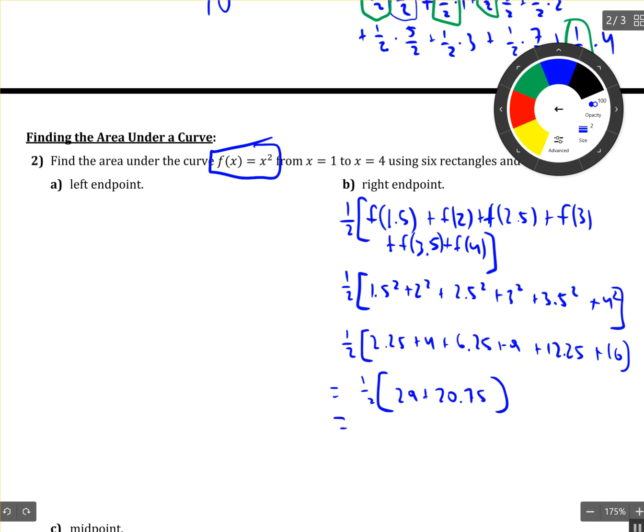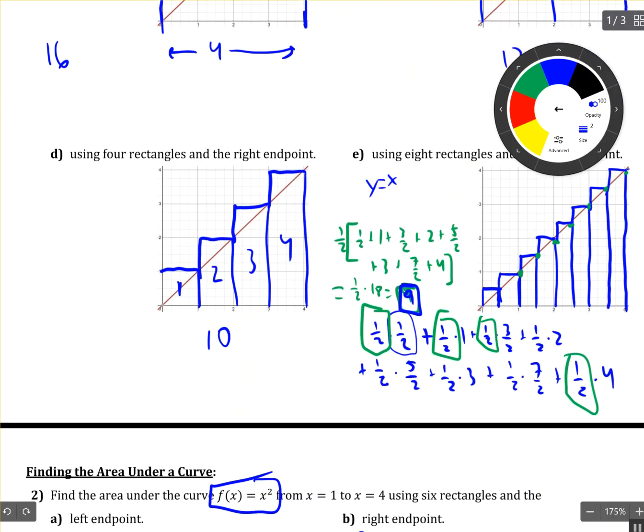So I get 1/2 times 49.75, which is equal to 24.375. All right. Now if we do the left endpoint, it's going to be very, very similar, except instead of starting at 0.5, I'm going to start at 1, and I'm going to end at 3.5. So again, you can look at these graphs up here.